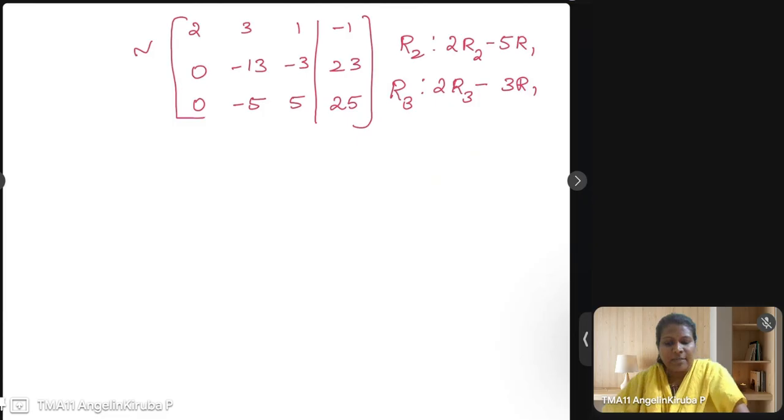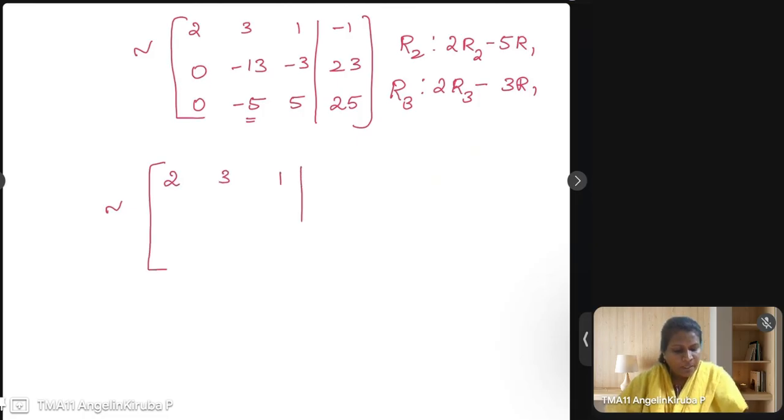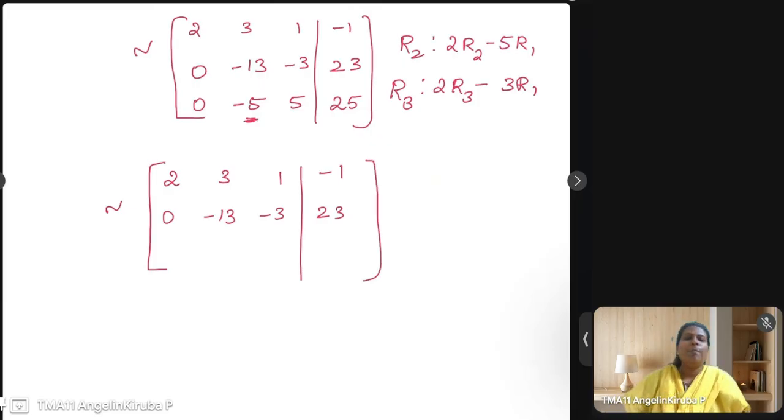So now only one thing is left. That is, we have to make this 5 equal to 0. Right? So for that, we have to do some row transformation. 2, 3, 1, this is minus 1. 0, minus 13, minus 3, 23. Now we have to make this R3, that is this 5, equal to 0. And one more thing, while doing row transformation after this, we have to be clear that whatever transformation we are doing, that should not affect that 0.